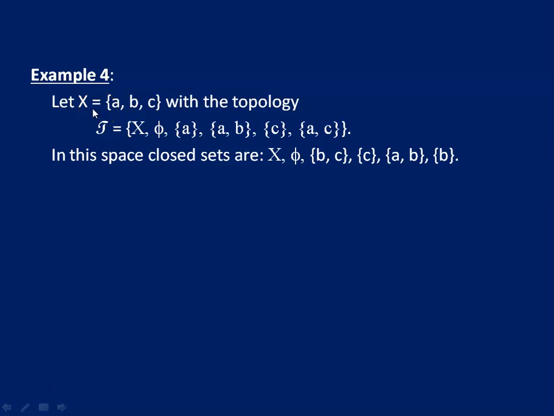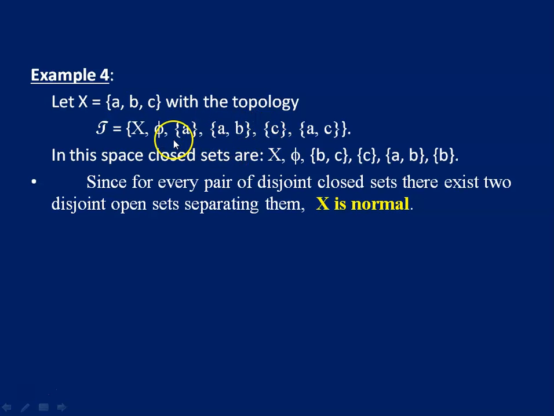Let us consider this example. Again, X is a 3-point set {A, B, C} with the topology tau containing subsets as the whole space X, the empty set, the singleton set A, the set containing 2 points A, B, the singleton set C, and the set containing 2 points A, C. In this topological space, the closed sets are the whole space, the empty set, the set containing B, C, the singleton set C, the set containing A, B, and the singleton set B. These are the complements of these open sets. Let us check whether this topological space is normal or not, and whether it is regular or not.